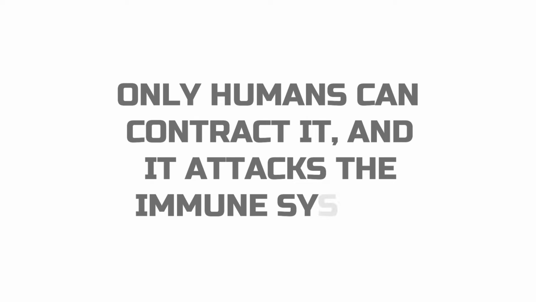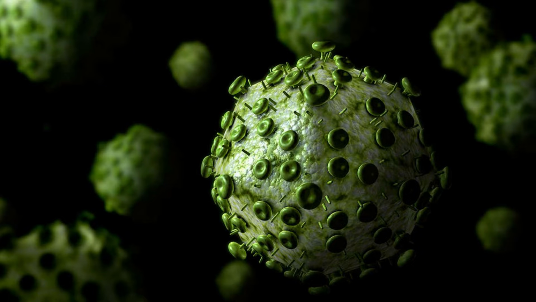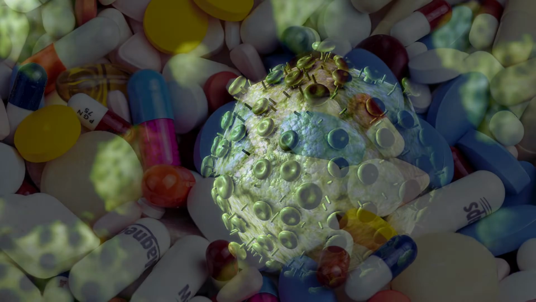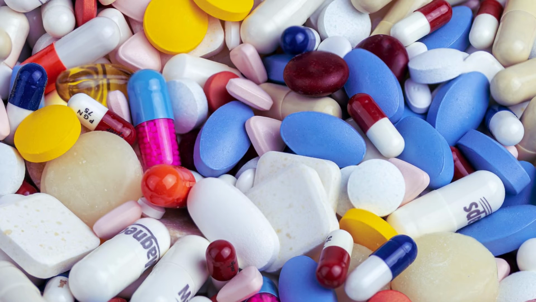Only humans can contract it, and it attacks the immune system. As a result, the immune system is unable to work as effectively as it should. Our immune system can completely eliminate many viruses from our body, but this is not the case with HIV. However, drugs can control HIV very successfully by interrupting its viral life cycle.